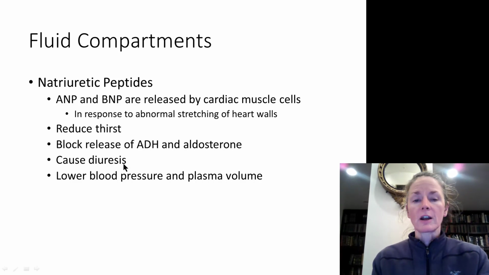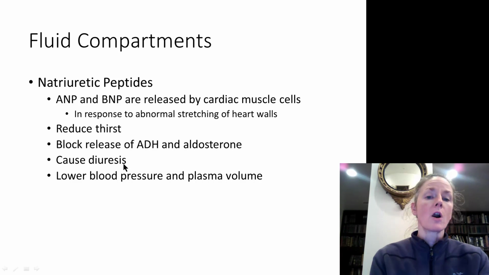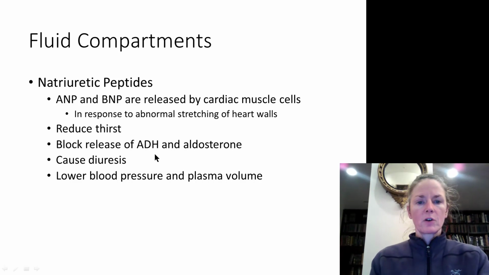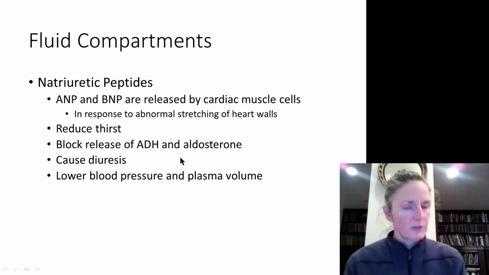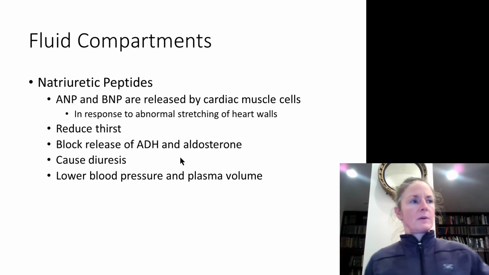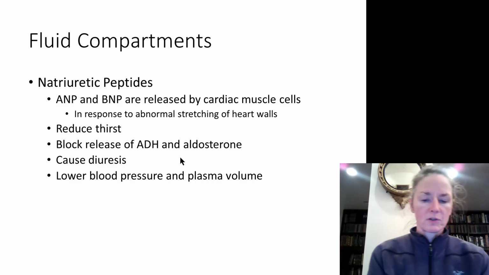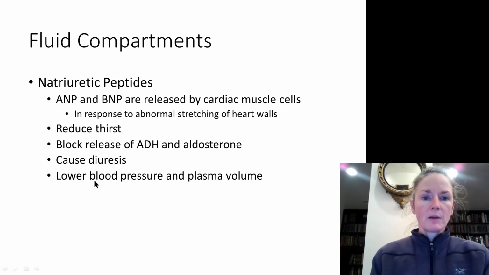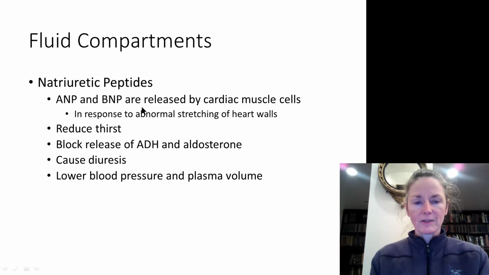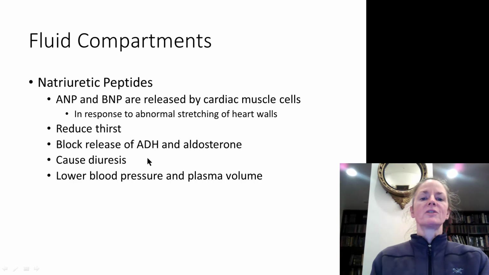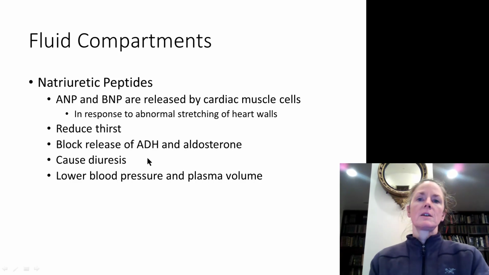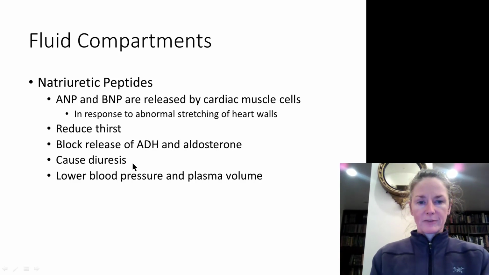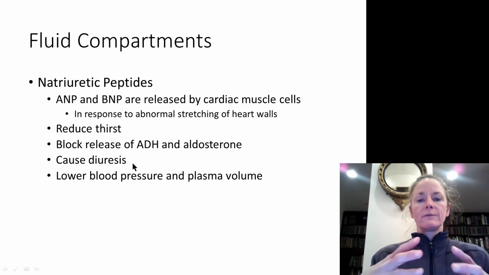And what is diuresis? Diuresis is basically losing water through urination. So if you've ever heard of the term diuretics, if you want to get rid of excess water in your body, people take these things called diuretics, which supposedly causes you to urinate more often and get rid of more water. But basically the natriuretic peptides, that is their job. One of their jobs is to cause diuresis, to lower the blood plasma levels, or I should say the volume of plasma.